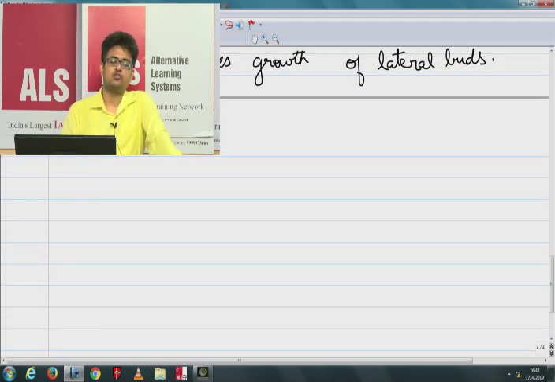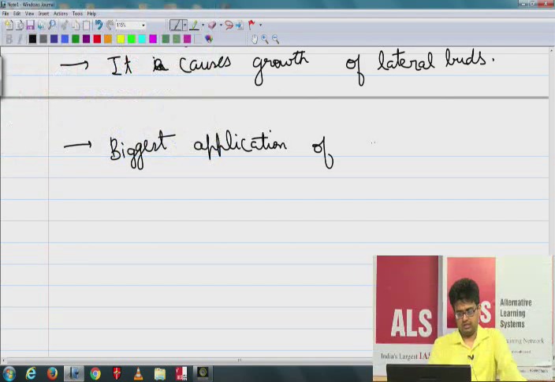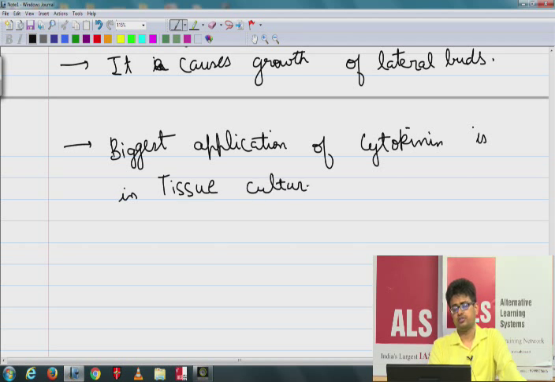Now, the biggest application of cytokinin is in tissue culture. Do you know what tissue culture is? Yes or no? Tissue culture is based on a principle called totipotency. Totipotency is the ability of any plant cell to grow into a full plant.